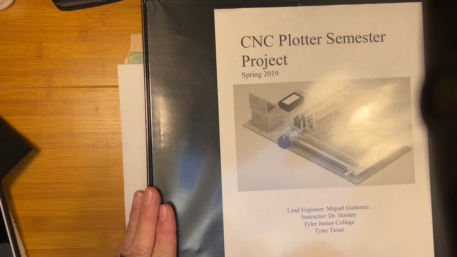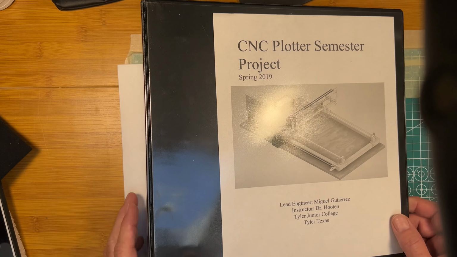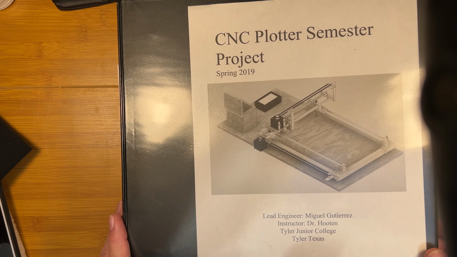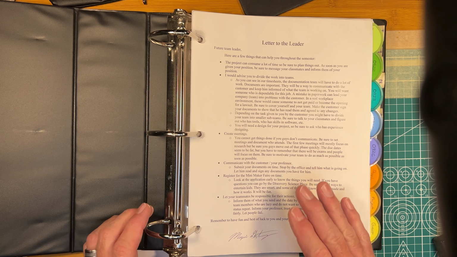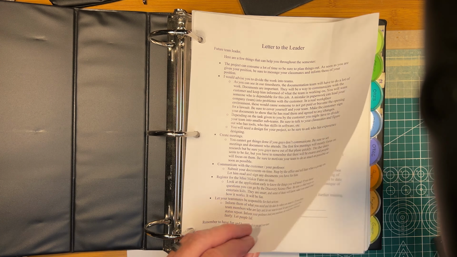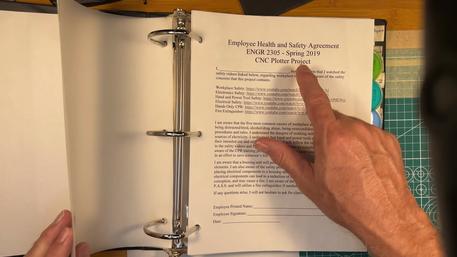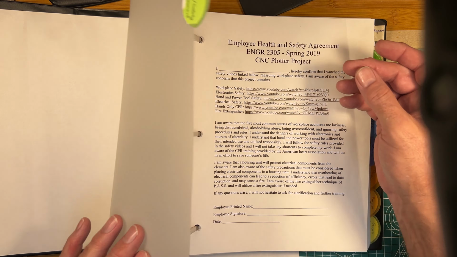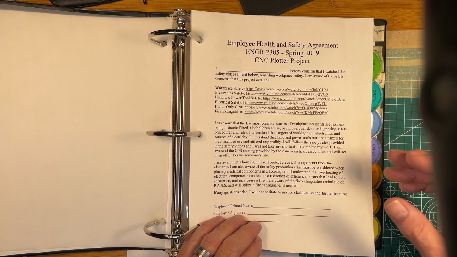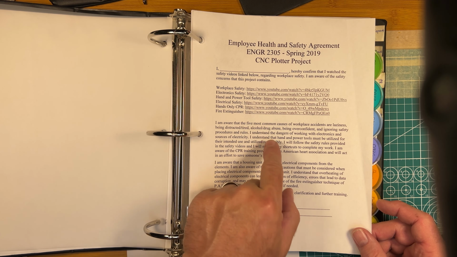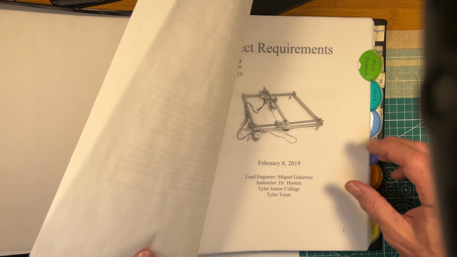Now this was in spring of 2019, so this is pre-COVID. And this binder right here, this is like a 4-inch binder. What this binder includes here is all of the documentation for the entire project. The first page is a letter to the next leader. Then they were required to do some safety training. So this is health and safety agreements. Every member of the group was required to view certain videos that were to be training, and then to sign off on the fact that they had been trained.